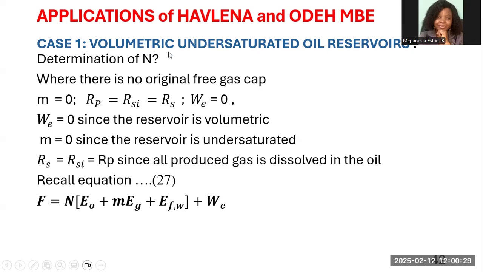Okay, so volumetric undersaturated oil reservoirs. You know what volumetric is now. There is no presence of water influx. There is no water inflow into your reservoir, though there is connate water. So you have to understand the difference between your water influx and your connate water. Your connate water is natural water within the interstitial or microscopic pores of your reservoir. It is a natural water which exists within your reservoir system.